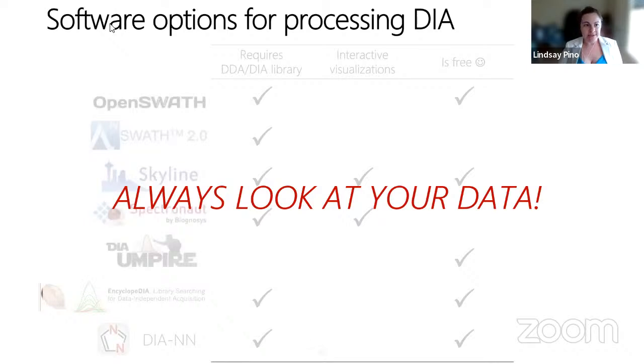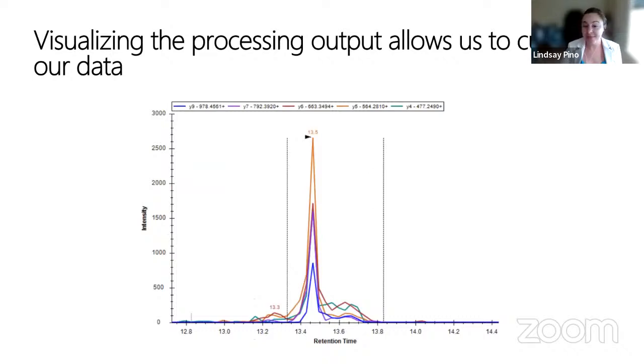There's a lot of options. It doesn't matter so much what you pick, but one hill that I will die on is no matter what you use, you should look at your data. Don't just believe the quantitative matrix that these software spit out. Don't just take it at face value. Go and look at your data. And this is why. This is a screenshot from Skyline looking at a chromatogram.